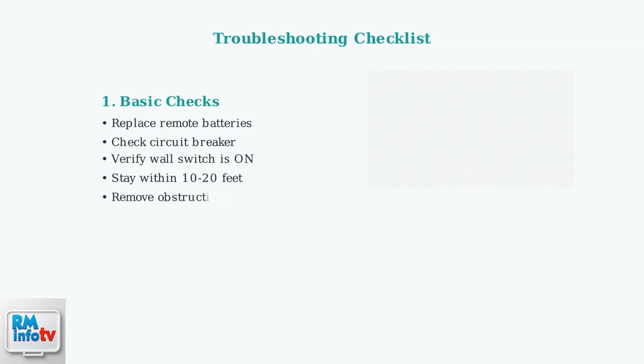When your Fanimation remote stops working, follow this systematic troubleshooting approach to identify and fix the problem. Start with the most common issues. First, replace the remote batteries with fresh ones, ensuring correct polarity. Check that the fan has power by verifying the circuit breaker and wall switch are on.